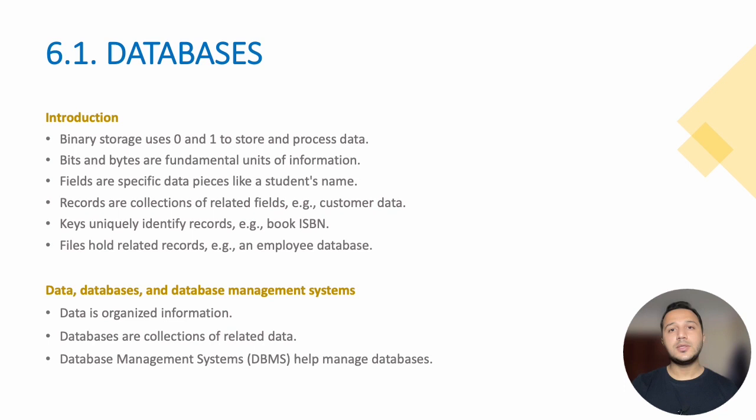Then we have bits, which are the tiny units. It could be zero or one. And then we have bytes. A byte is like a word, which is a collection of 8 bits. So this is how we form different words in a computer database, for the computer to provide that information to us later on.